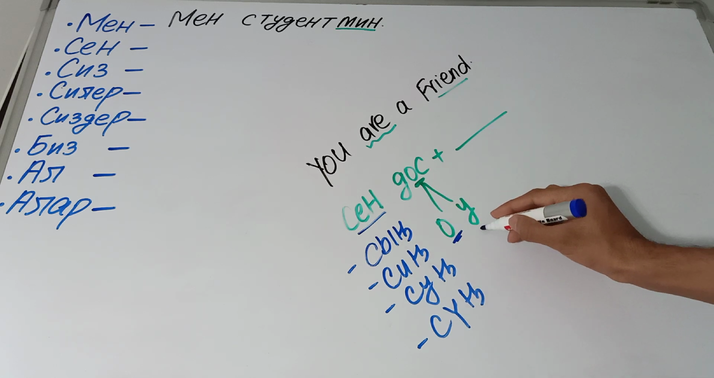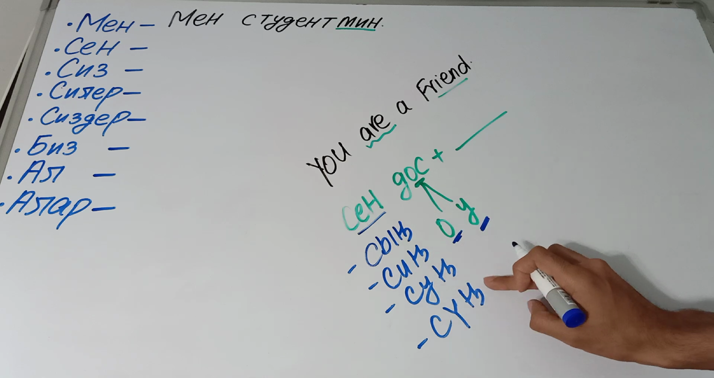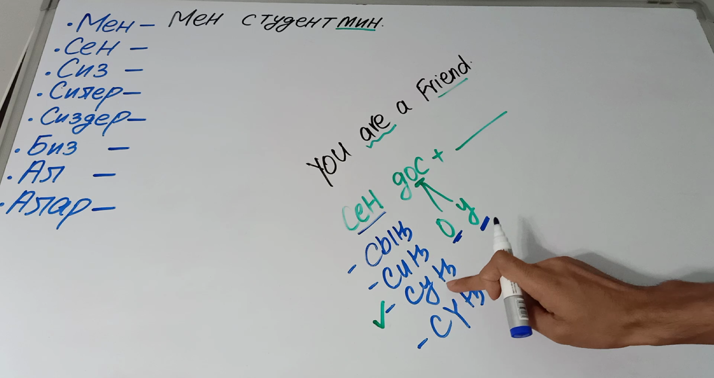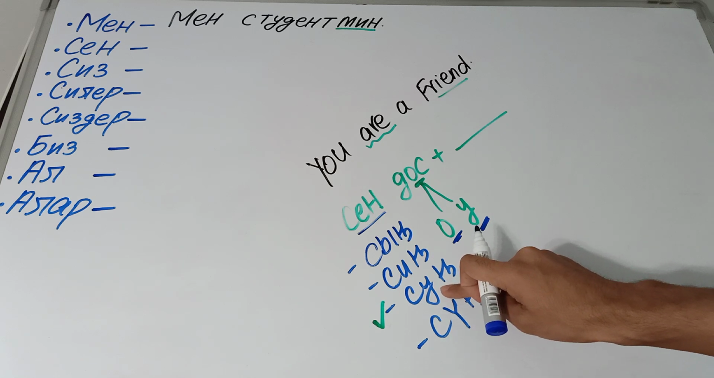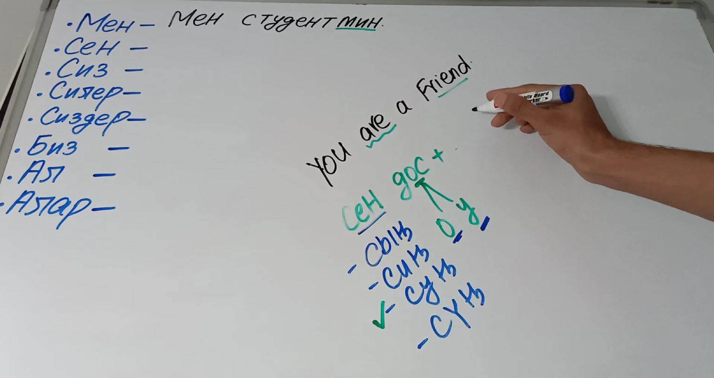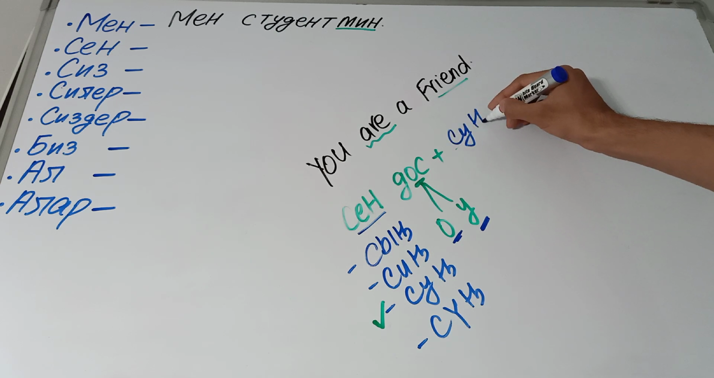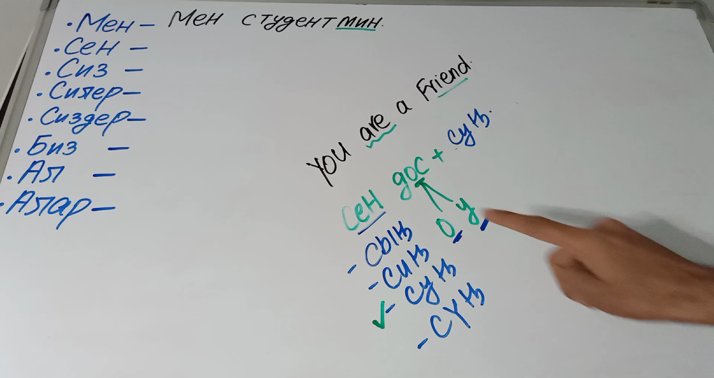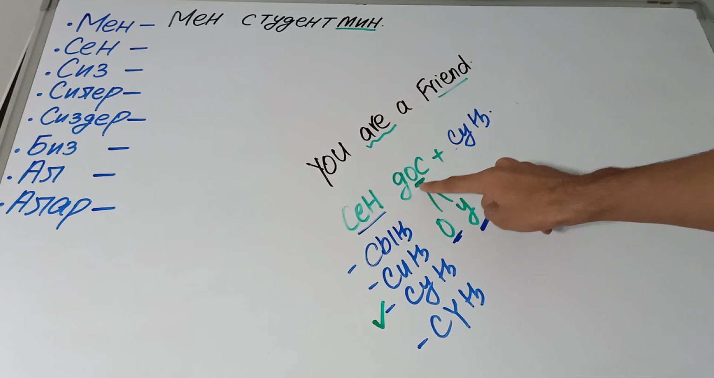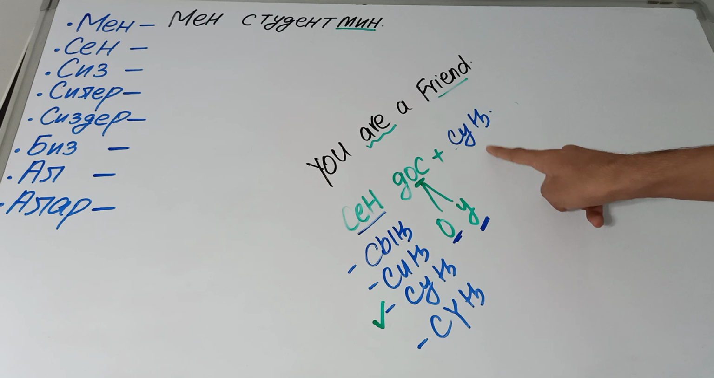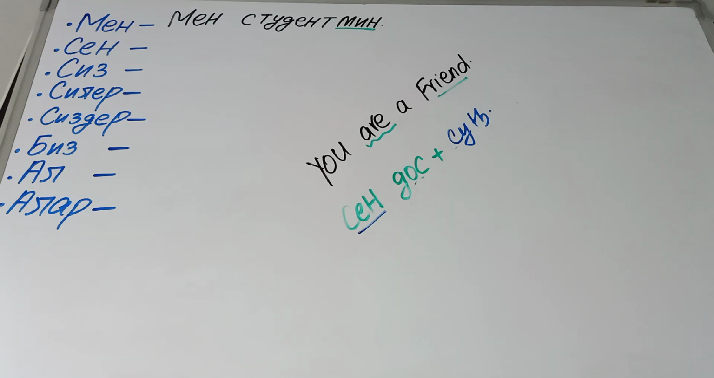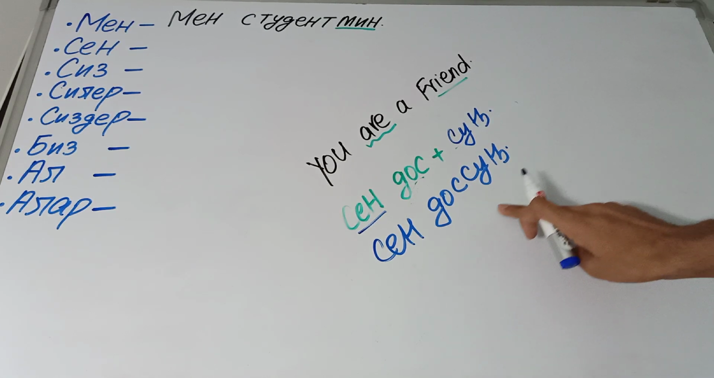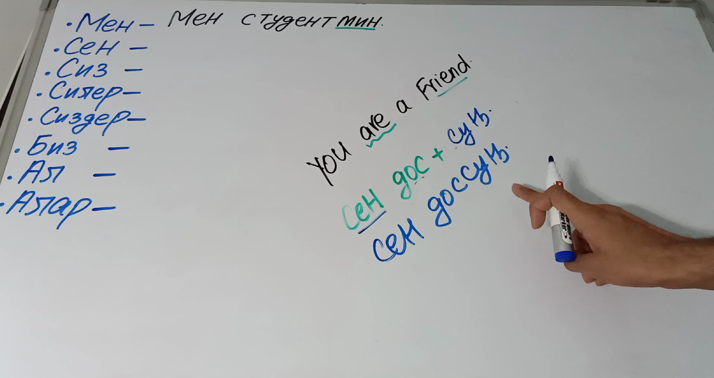Is the u present in any of the vowels? Yes. In this vowel we have u, so we will choose this personal ending here, right? So now the example will make: sin dosung, you are a friend, and we will write it like that. Put it there.